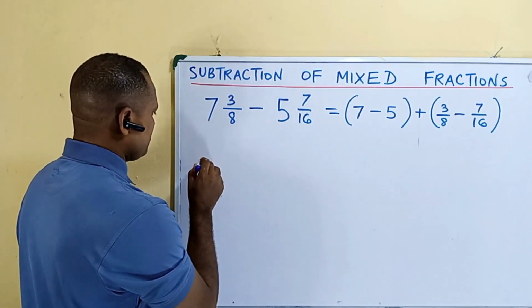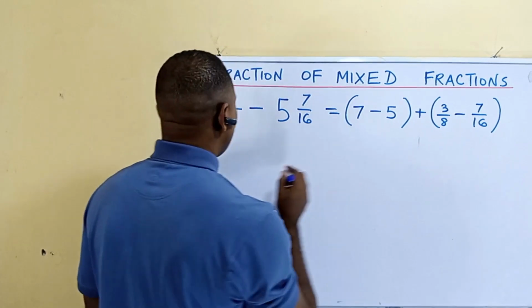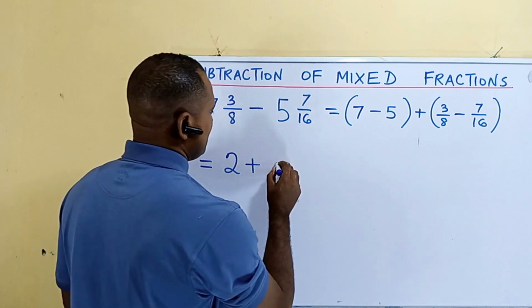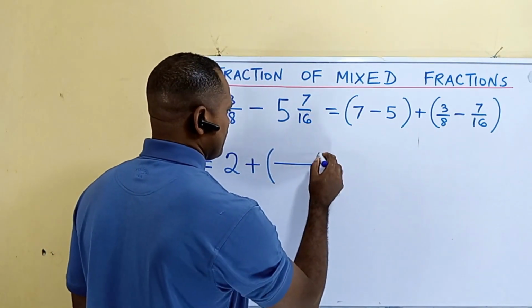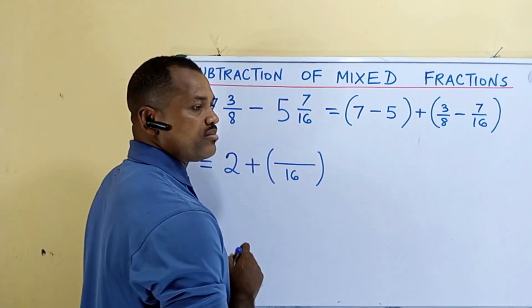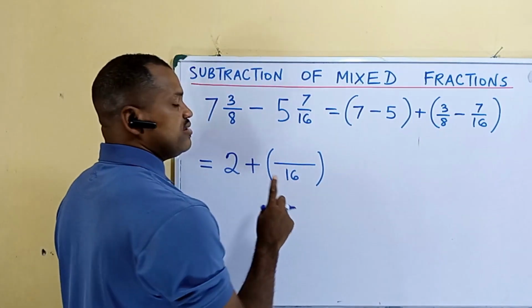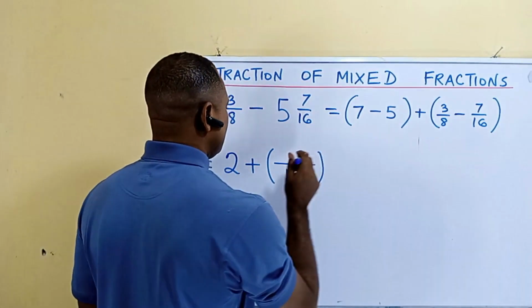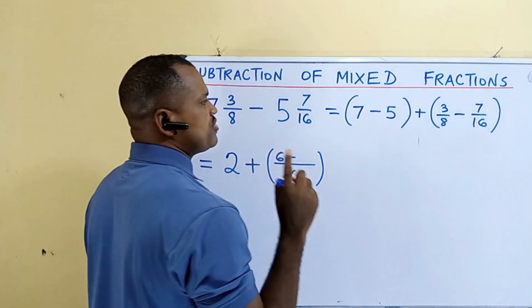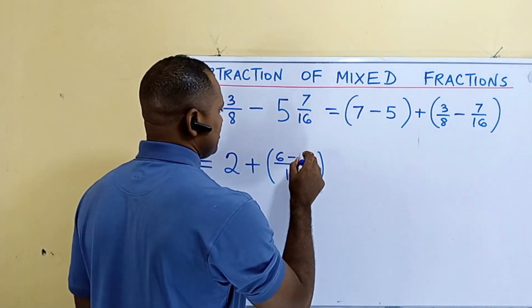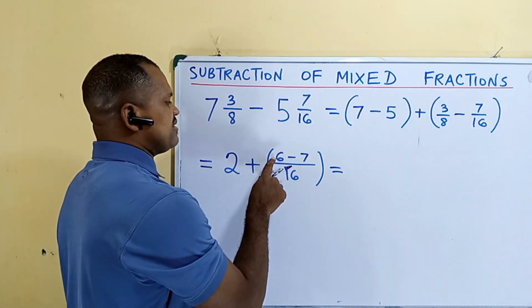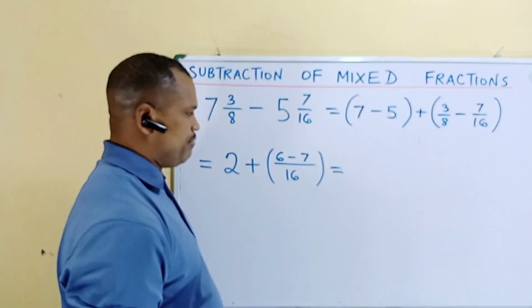Beautiful. So, equal to 7 minus 5 will give us 2. 2 plus this one. The LCM is 16. 8 into 16, 2 times. 2 times 3 is 6 minus 16 into 16 once. 1 times 7, 7. What do you notice? Here is 6 minus 7, which is impossible.